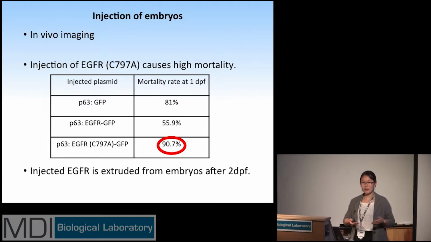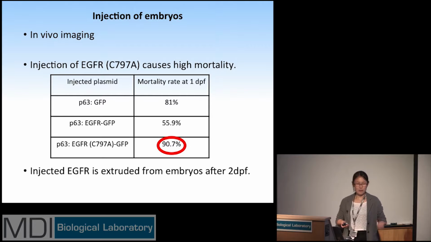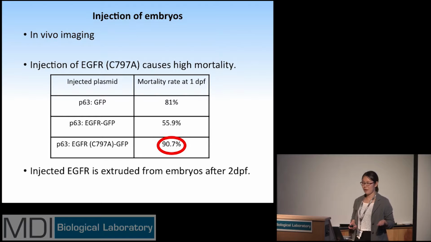Next, we injected these constructs into zebrafish embryos, and our initial goal was to perform in vivo imaging to see the axon regeneration in the zebrafish. However, right now I'm facing two challenges, and I haven't really been able to do that. One of the challenges is that I observed high mortality among the fish that are injected with mutated EGFR. One time I observed 90% of the fish died one day after the injection.